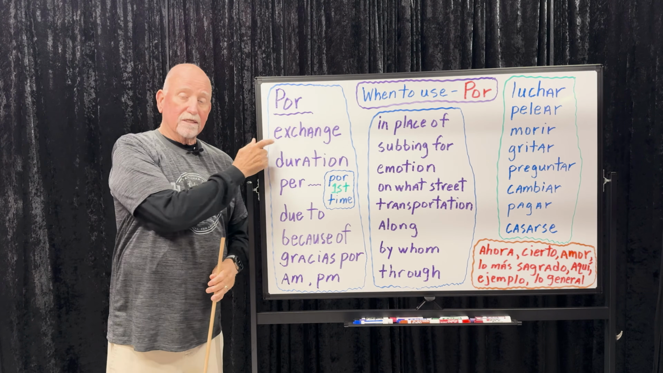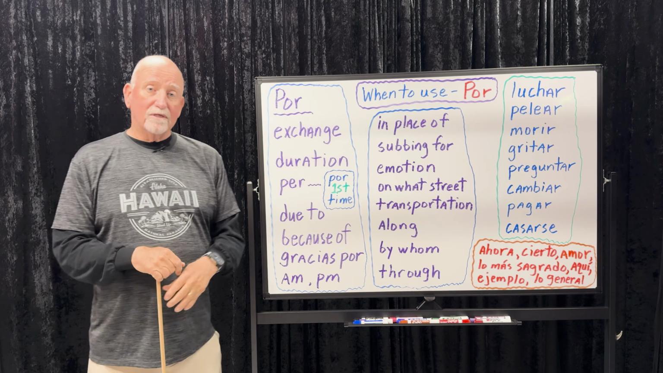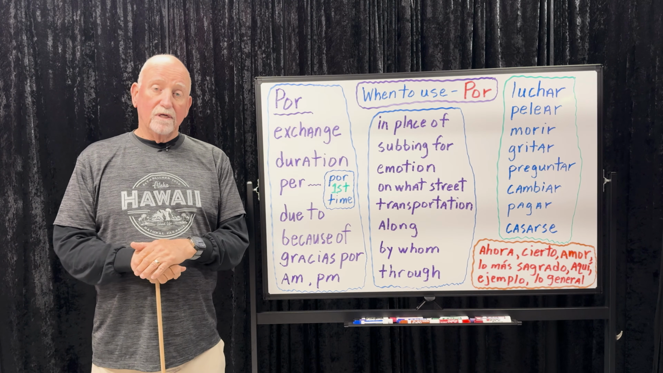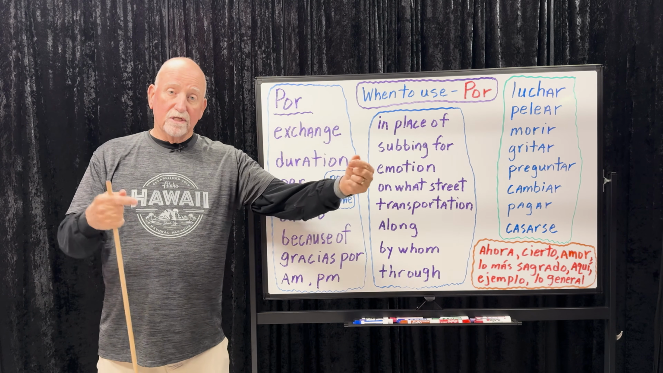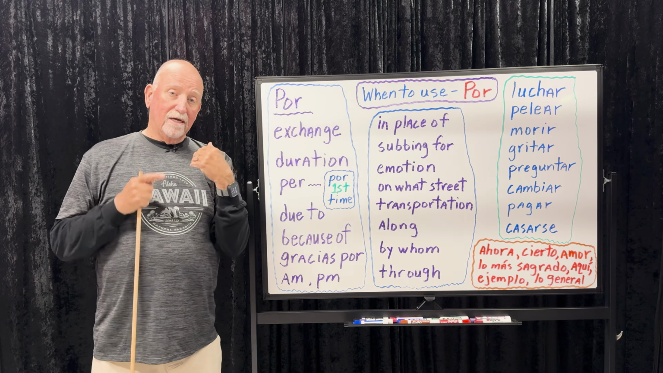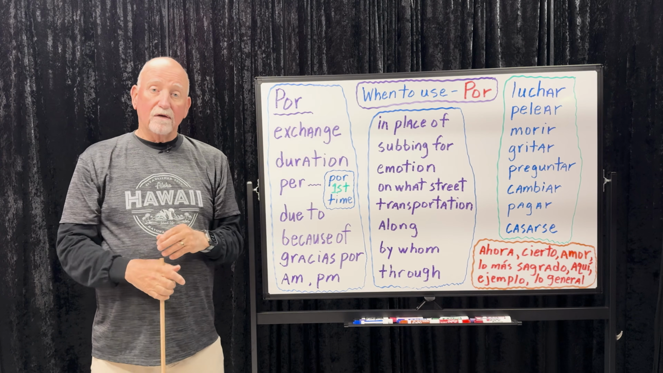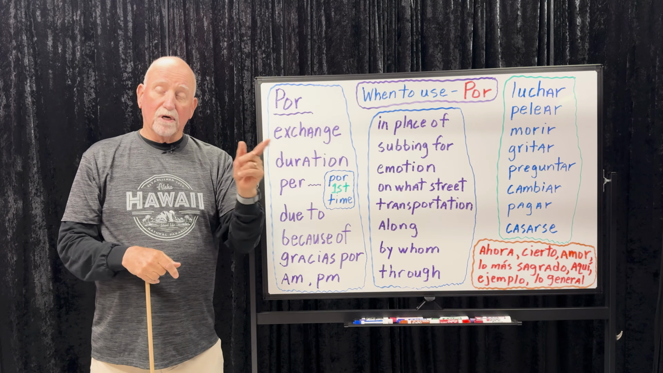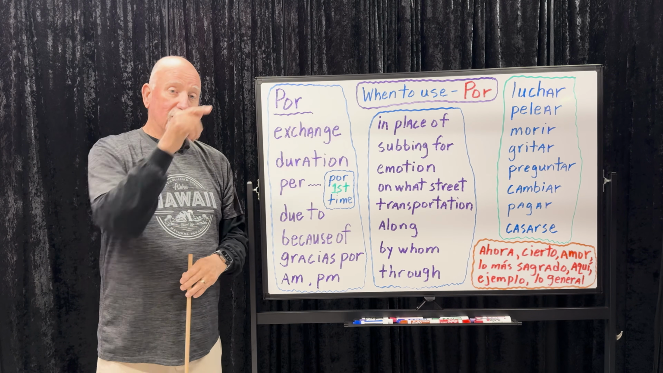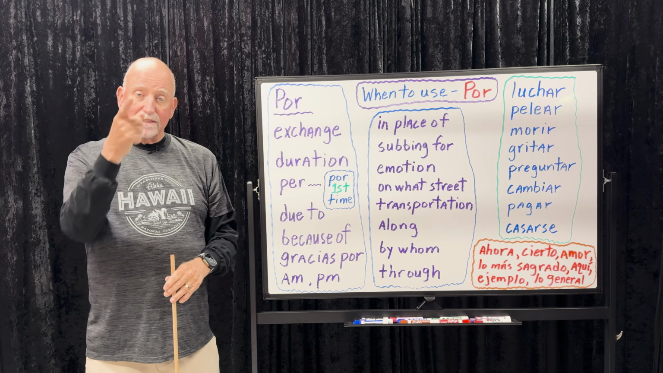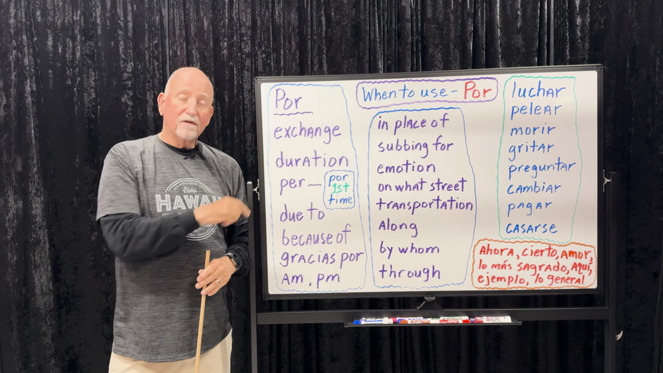For exchange. Okay, so if I want to say, I'll give you my camera for your phone, te doy mi cámara por tu teléfono. Right? There's an exchange. The phone's coming this way and the camera's going that way. I'll give you $1 for that book. Te doy $1 por ese libro. You get the dollar, I get the book. That's your exchange.